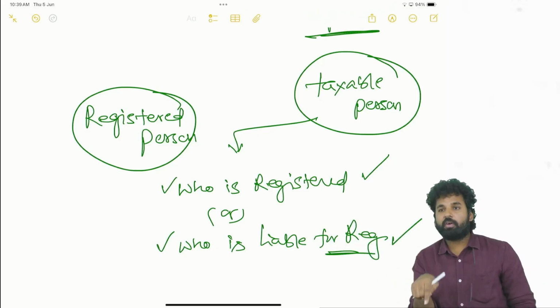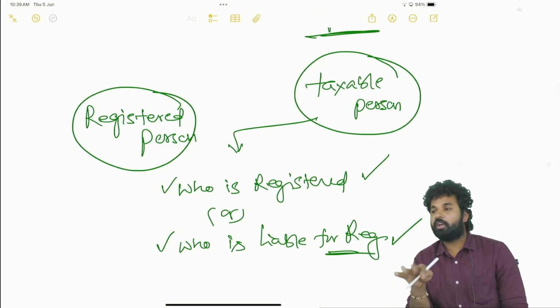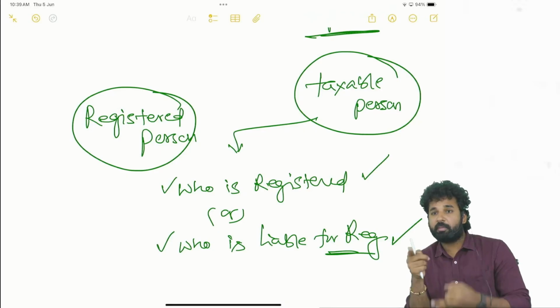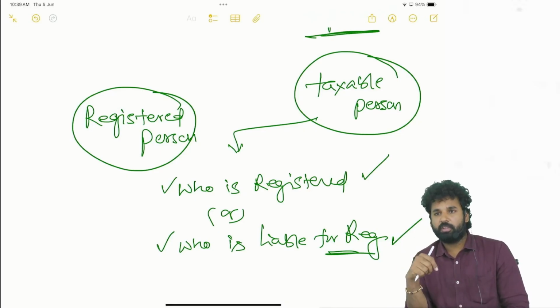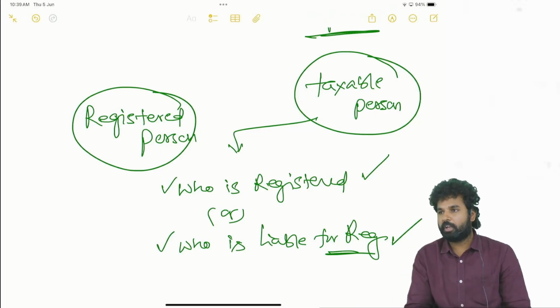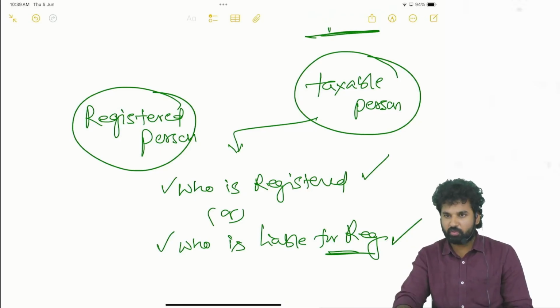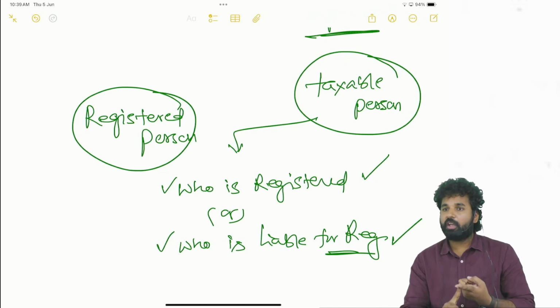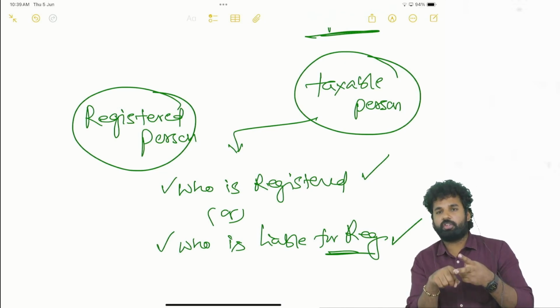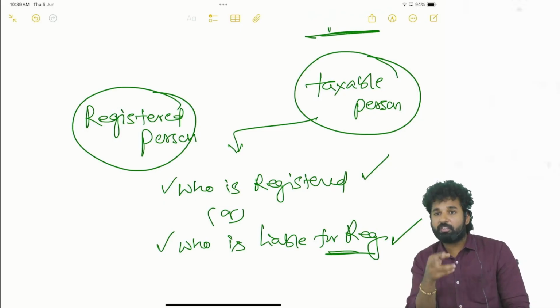If any person has taken registration, there may be two chances. He is liable for registration, that's why he has taken registration. Or he is not liable for registration, but he has taken registration voluntarily. He may take registration voluntarily, or he is under the obligation to take registration, a mandatory requirement. In both the cases he will be treated as a registered person. You got the difference between taxable person and registered person?